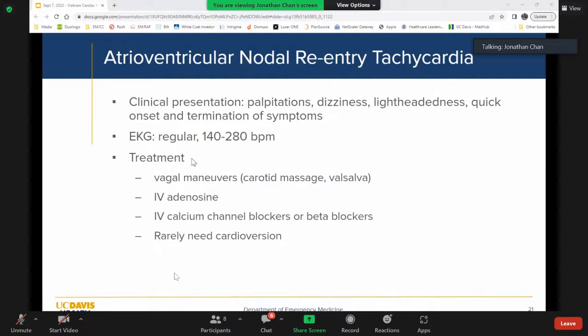The EKG will be regular, and the heart rate will be going pretty quickly at about 140 to 280 beats per minute. For treatment here, you can do vagal maneuvers, so you can do carotid massage, you can do Valsalva, where they blow against a straw, or blow against a popsicle stick. If those don't take the patient out of the rhythm, you can also do something like IV adenosine or an IV calcium channel blocker, such as diltiazem, or a beta blocker like metoprolol. Usually for these patients, you're able to get out of the rhythm pretty quickly, and you rarely need cardioversion here.